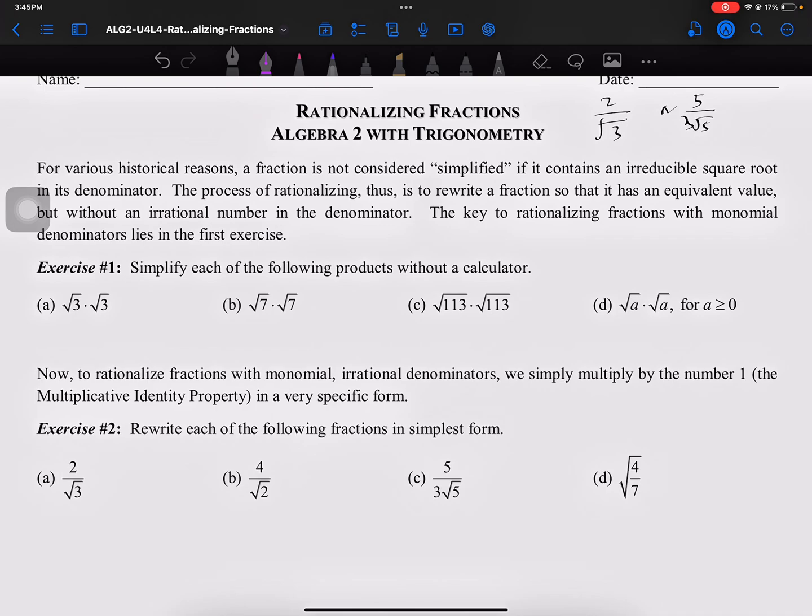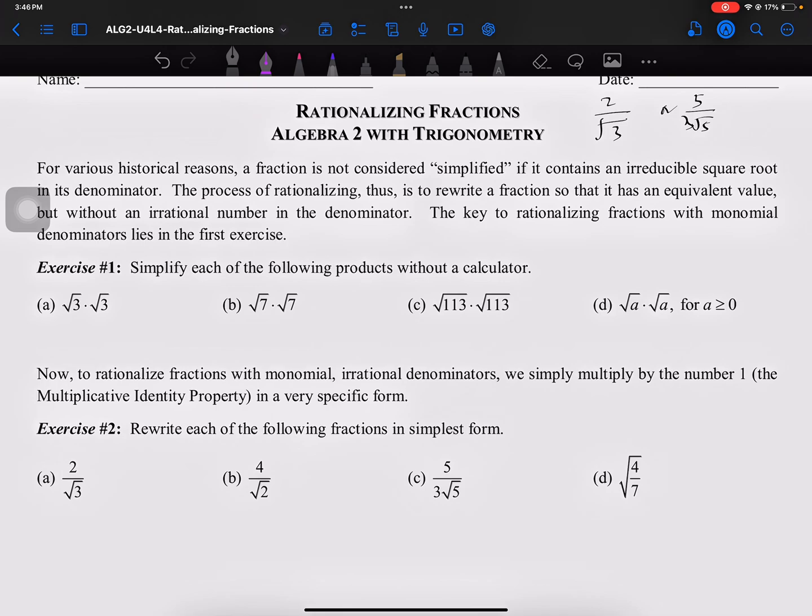That just means we rewrite the fraction so that the denominator no longer has a square root, but the value of the fraction stays the same. How do we keep the value the same? We multiply by 1, but we choose a special version of 1, like √3 over √3 or √5 over √5. Multiplying by 1 never changes the value. It only changes the form.